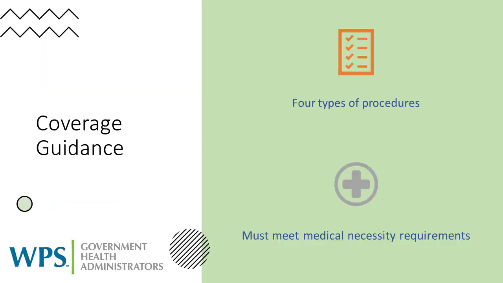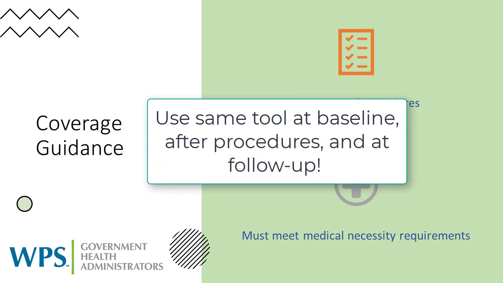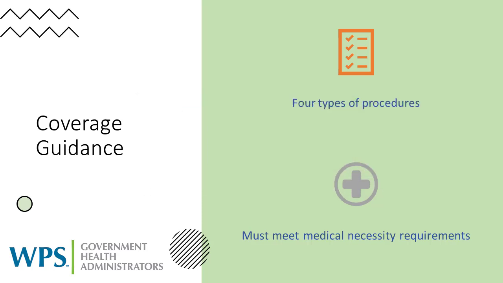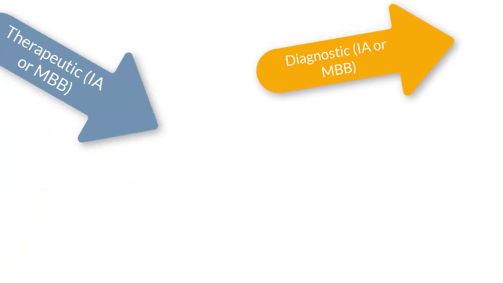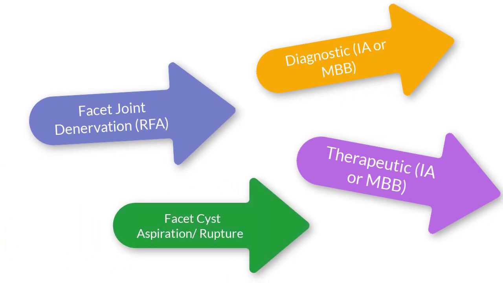patient's pain. Pain assessments must be performed and documented at baseline, after each diagnostic procedure, and at each follow-up using the same pain scale for each assessment. Obtain a disability scale at baseline as well, used to assess the functional ability of the patient if the patient qualifies for treatment after the diagnostic injections. There are 4 types of injections that the LCD discusses. These include diagnostic facet joint procedures, therapeutic facet joint procedures, facet joint denervation, and facet cyst aspiration or rupture.